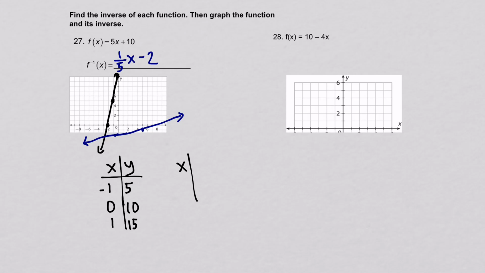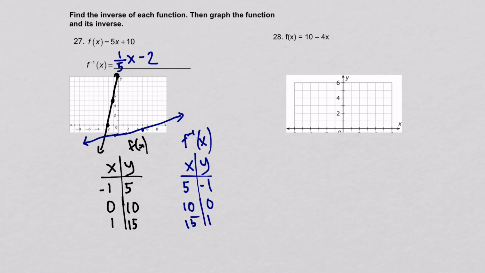All you got to do is, once again, let's do it in the color that matches to keep it consistent. Okay, so this is the inverse, just so you guys know. And this is the original function. If you want to just come up with the inverse, all you have to do is reverse the values. The first one is 5, -1. Second one is 10, 0. And the last one is 15, 1. Plot those points, and you will have the graph of both the original and the inverse. Okay, that's just another way of graphing it.